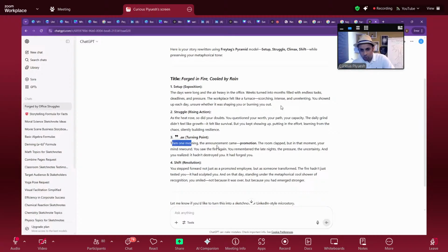Then one morning, the announcement came: promotion. The room clapped, but in that moment, your mind rebounded. You saw the fire again. You remembered the late nights, the pressure, the uncertainty, and you realized it hadn't destroyed you. It had forged you. You stepped forward not just as a promoted employee, but as someone transformed. The fire hadn't just tested you; it had sculpted you. And on that day, standing under the metaphorical cool shower of recognition, you smiled. Are you observing, folks?